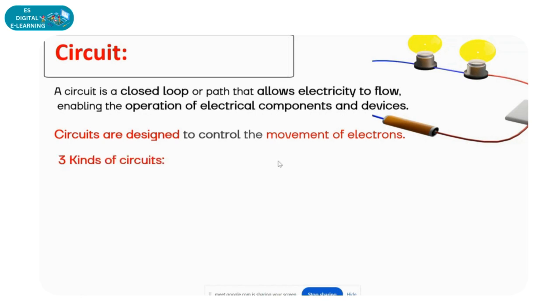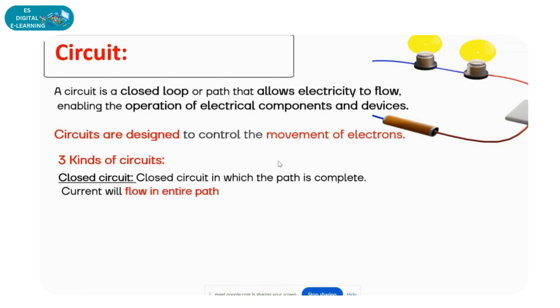There are three kinds of circuits. The first is the closed loop circuit. A closed loop circuit is a circuit in which the path is fully completed, meaning from the bulb to the wire. Like, the bulb will be there and the switch will be there.